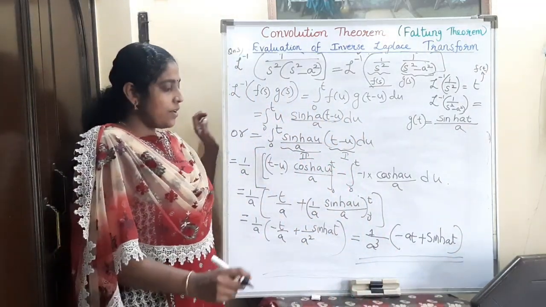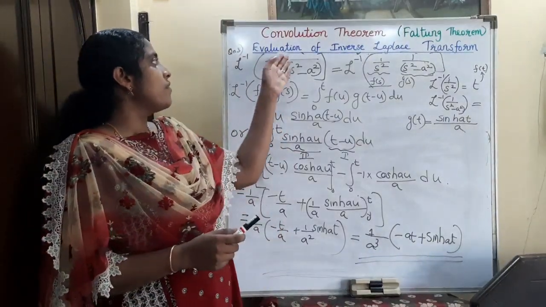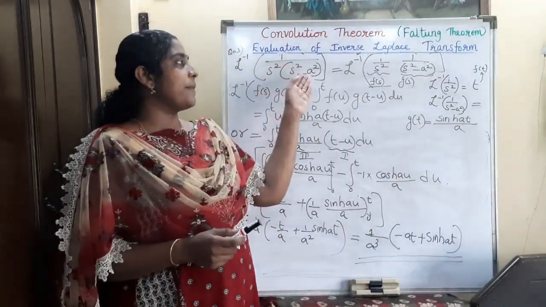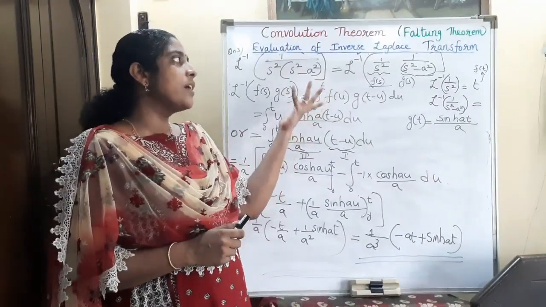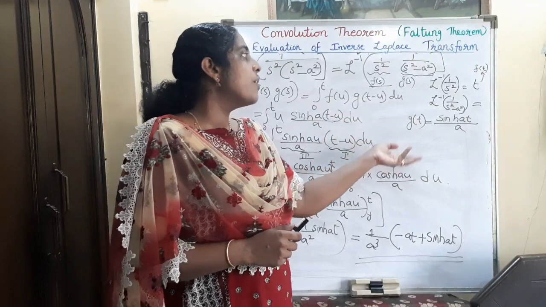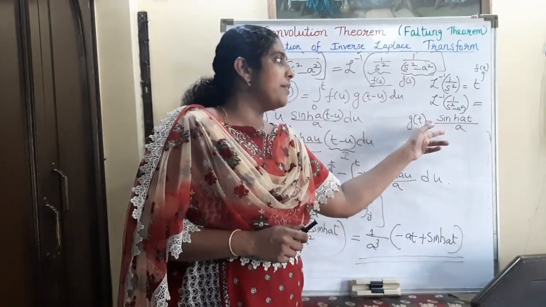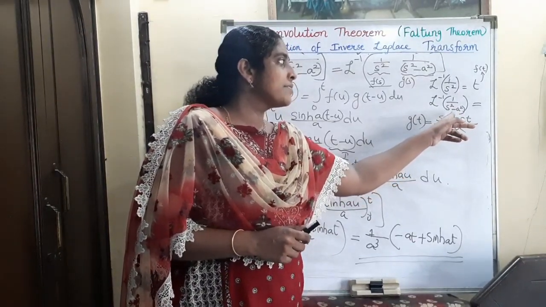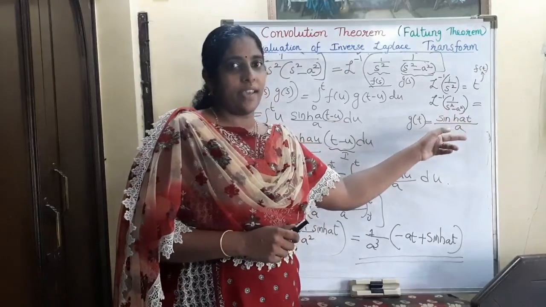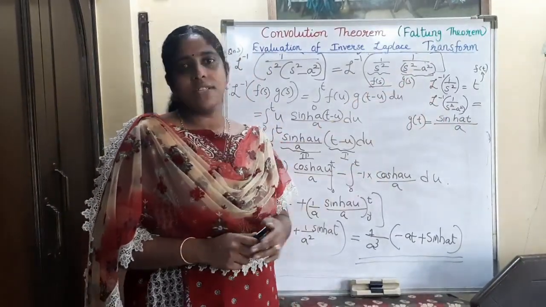Okay, so we can solve more problems too. Suppose this is 1 by s square into s square plus a square. Instead of s square minus a square, if it is s square plus a square, what will it be? The same method. Only here, with 1 by s square plus a square, the second function g of t becomes, instead of sinh(at) by a, sin(at) by a. So depending upon this minus or plus, this function will change.